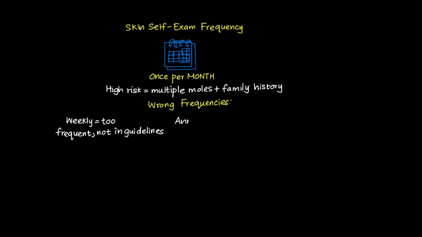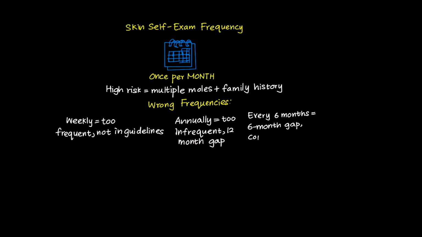Why not annually? Relying only on annual physicals with a provider means you could miss something for up to 12 months. Self-examination fills the gap between professional visits. Why not every 6 months? That creates a 6-month window where a rapidly changing mole could go unnoticed. Monthly hits the right balance. Frequent enough to catch changes early, practical enough to maintain as a habit.